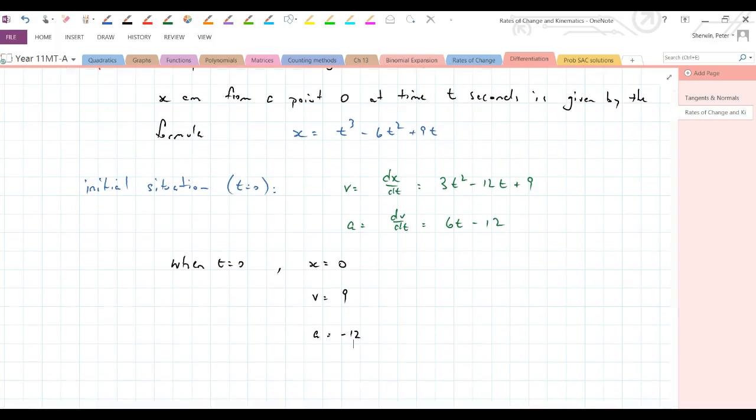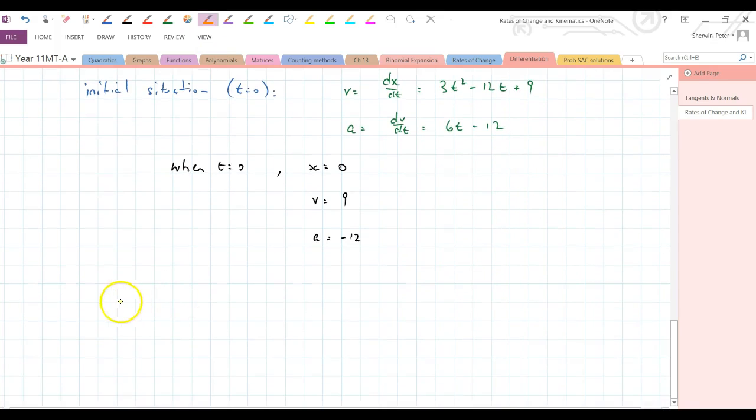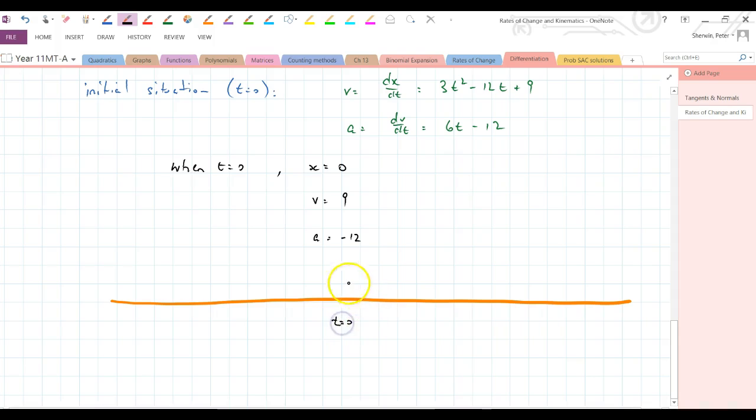So let's start to build a picture of what goes on here. Along this line, initially, if we put time equals 0 here, then the point starts here on this line at 0, so that's x equals 0. Now its velocity is 9, so it's heading off in the positive direction, this way. And acceleration though is negative 12, so there's a force initially that is pulling it back. So it will be starting off to the right, but it will be slowing down.